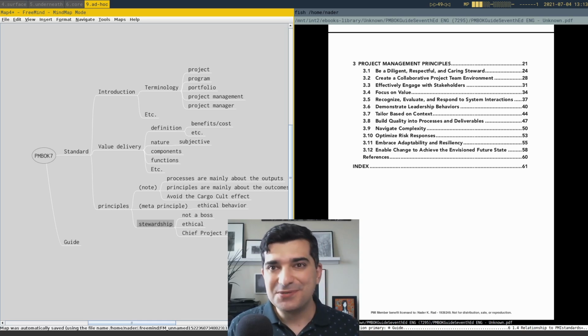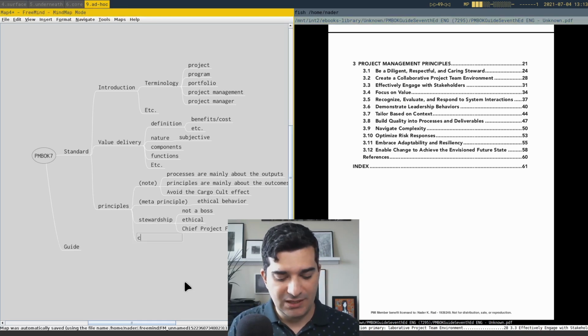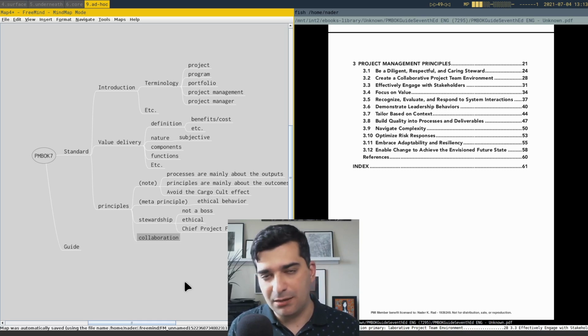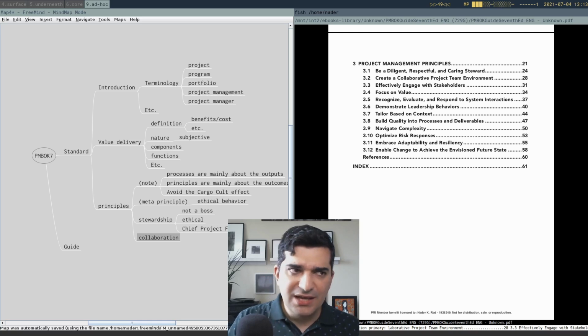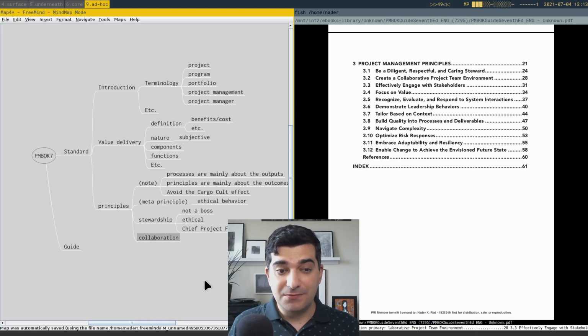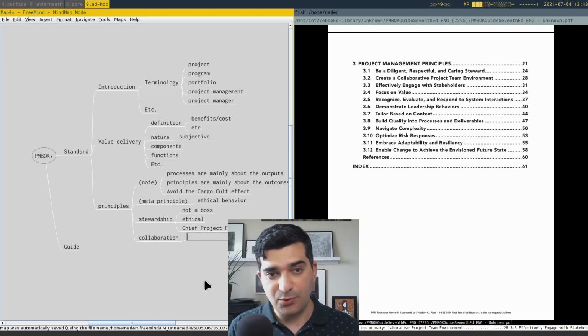So back to the principles. We talked about this first one, and the next one here is about collaboration. And again, I'm summarizing them because that's easier to type. But you can see the real title over there. What we really need in projects is great teams, not great individuals. That's important. Great teams versus great individuals.